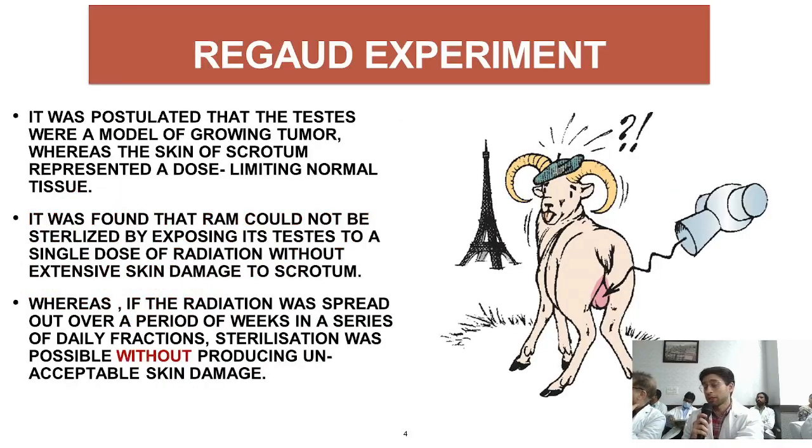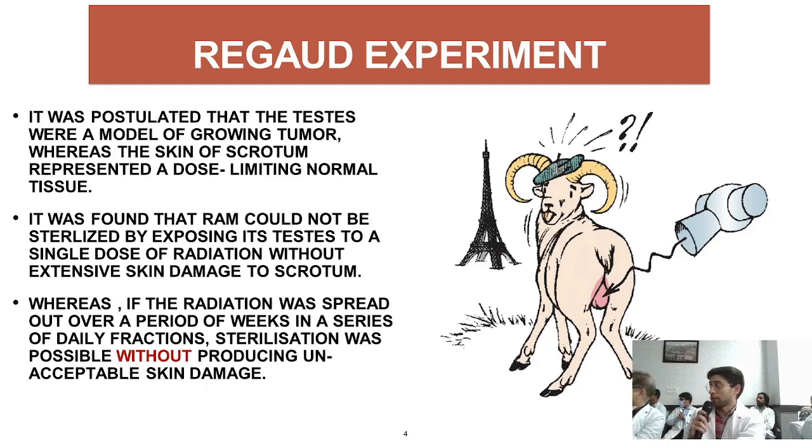In the Regaud experiment, they took a ram and tried to sterilize it with a high dose of radiation. So the main goal was to sterilize the ram and see the result. They postulated that the testes were a model of growing tumor, whereas the skin of the scrotum represented a dose-limiting normal tissue. When they gave a single high dose of radiation, they were able to achieve sterilization, but they also noticed extensive skin tissue damage.